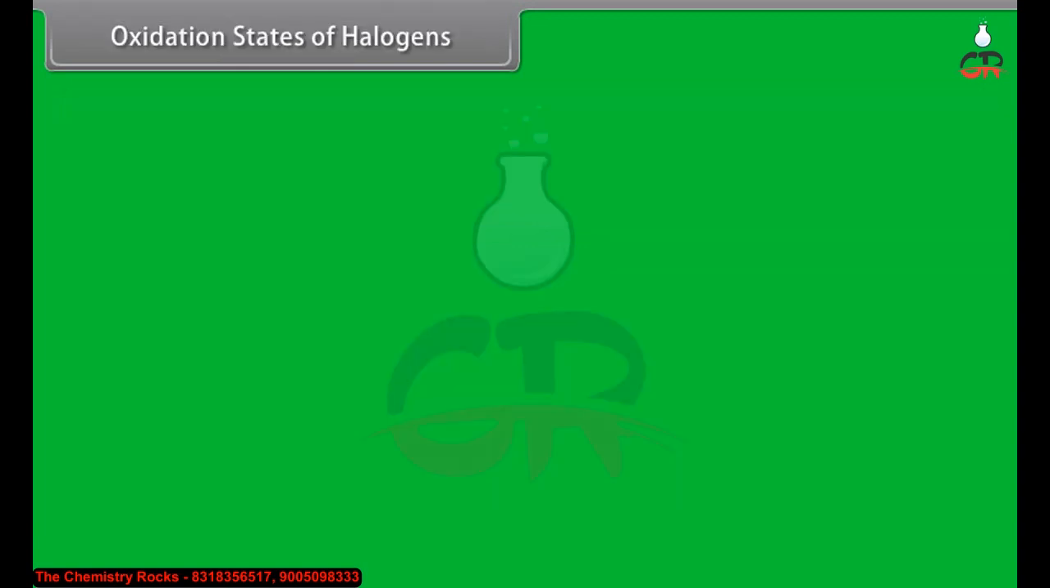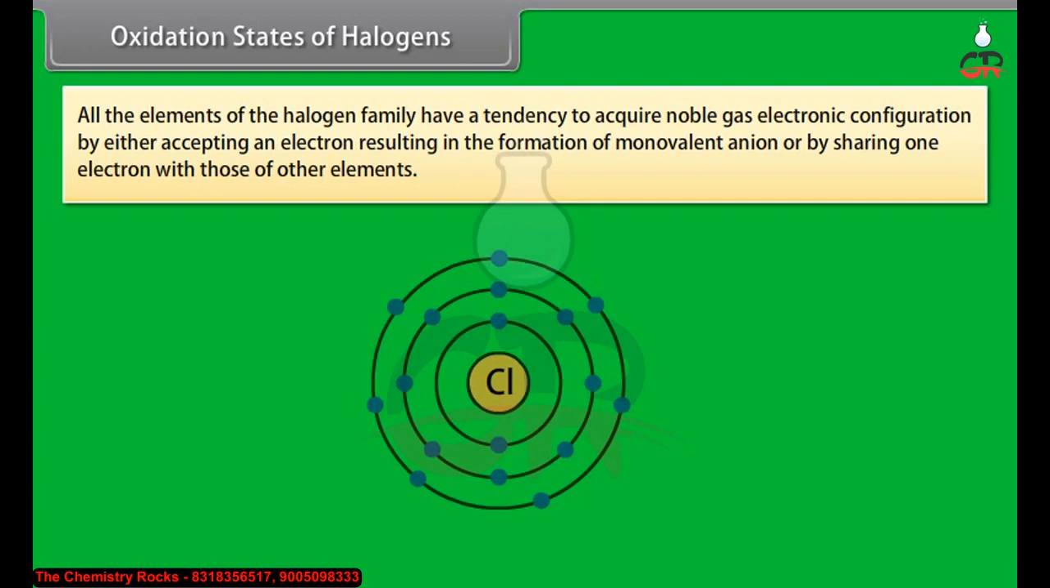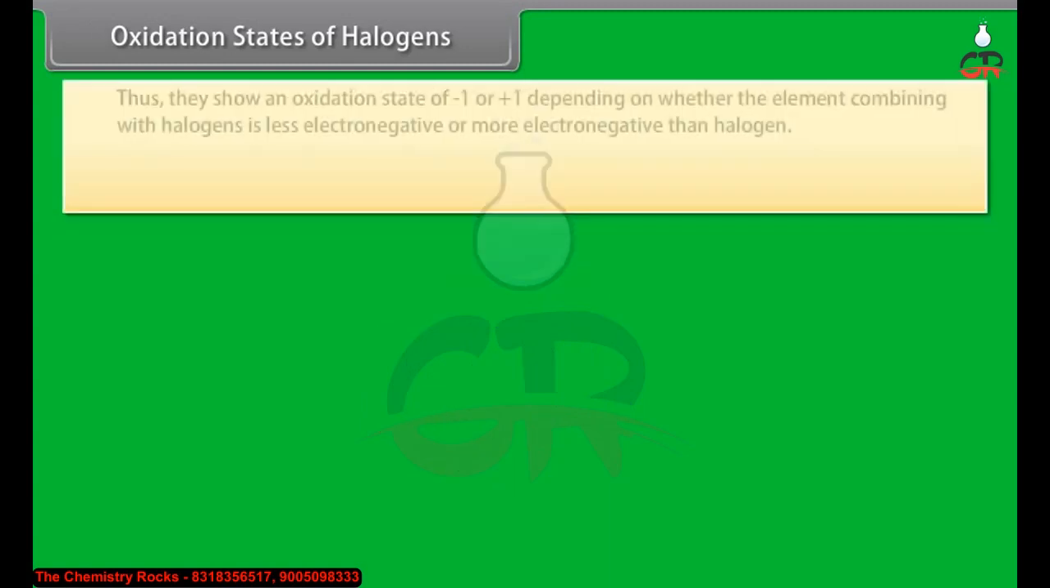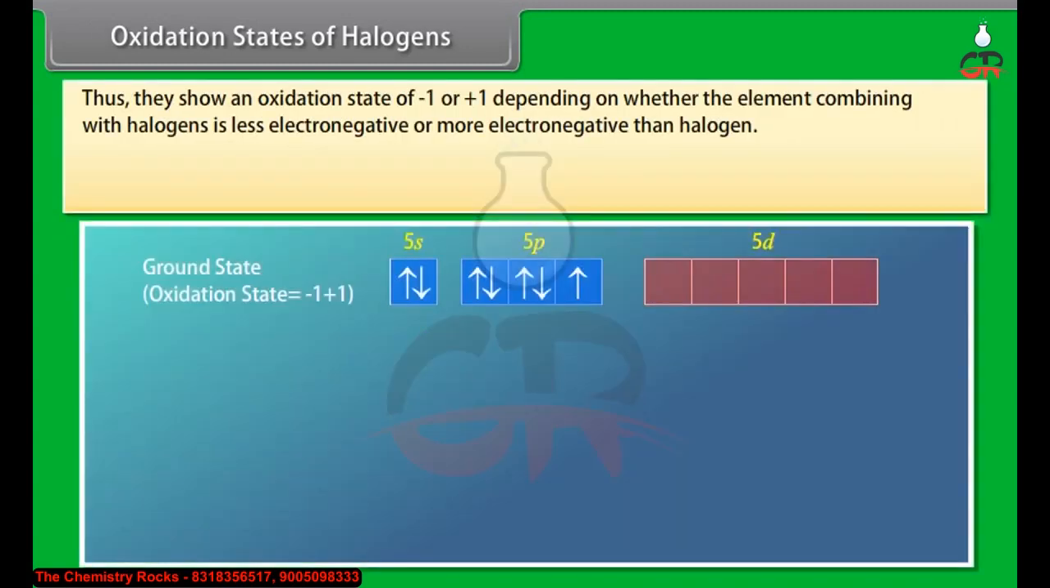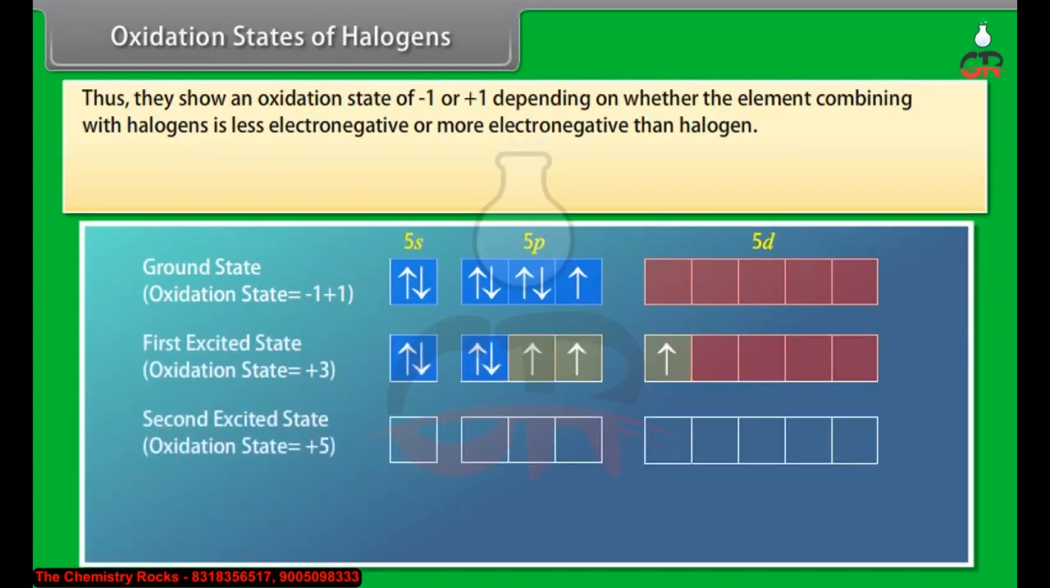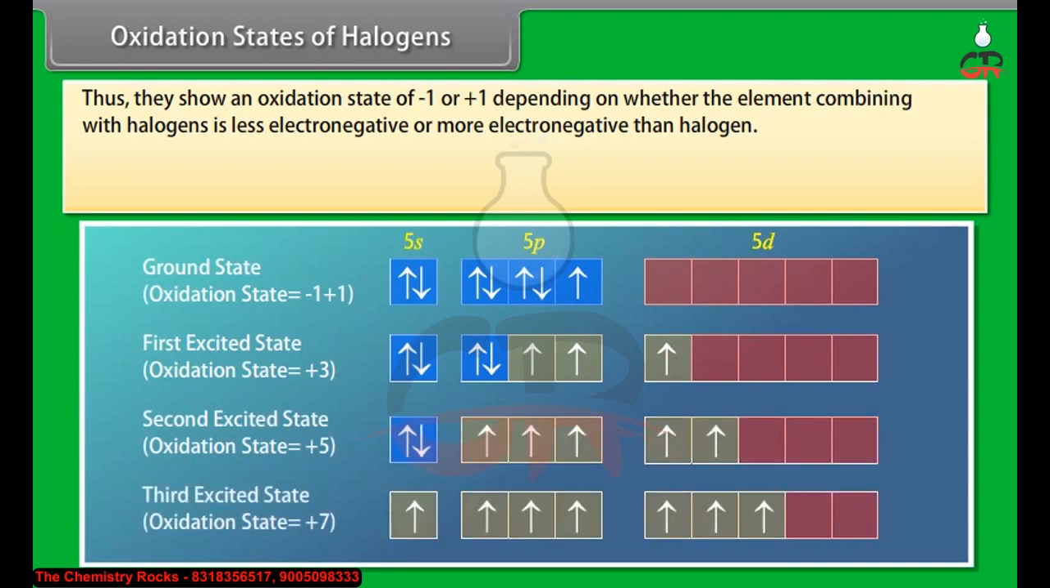Oxidation states of halogens. All the elements of the halogen family have a tendency to acquire noble gas electronic configuration by either accepting an electron, resulting in the formation of a monovalent anion, or by sharing one electron with those of other elements. Thus, they show an oxidation state of -1 or +1 depending on whether the element combining with halogens is less electronegative or more electronegative than the halogen.